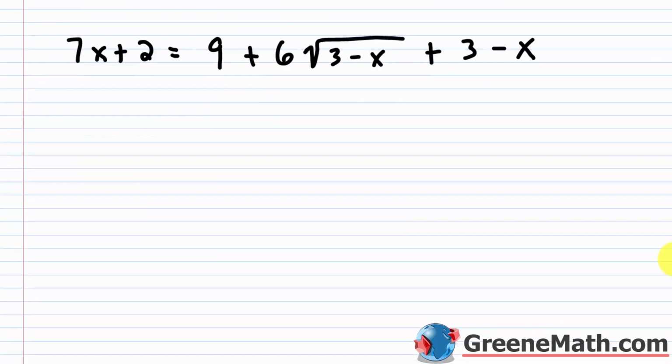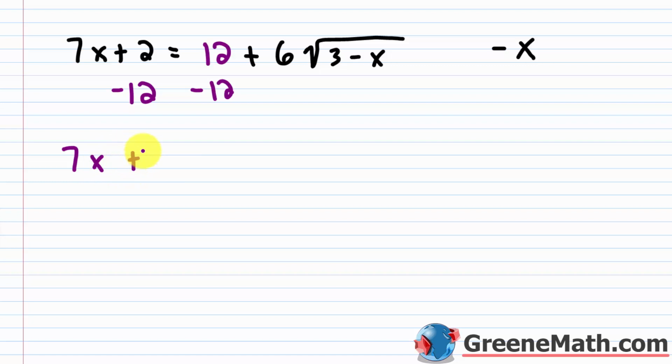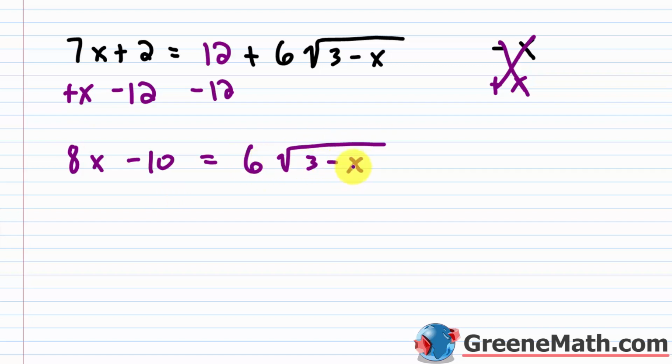Okay, so let's clean this up now. We would have 9 plus 3, which is 12. If I subtract 12 away from each side of the equation, I would have 7x plus 2 minus 12 is negative 10. So you put plus negative 10 or minus 10, whatever you want to do. This is equal to, then I'm going to add x to both sides of the equation. And we know this is going to cancel over here. 7x plus x is going to be 8x. So let me erase this and just put 8x here. Then I have on the right-hand side just my 6 times the square root of 3 minus x.